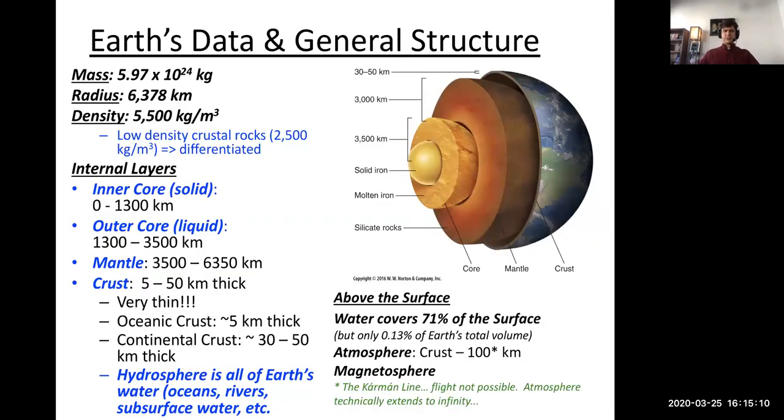Let's go ahead and take a look. There are a lot of numbers on here. You do not have to memorize the numbers. I am going to go through them. You will need to know the interior layers of the Earth from inside out or outside in. If you know them one way, you know the other way.